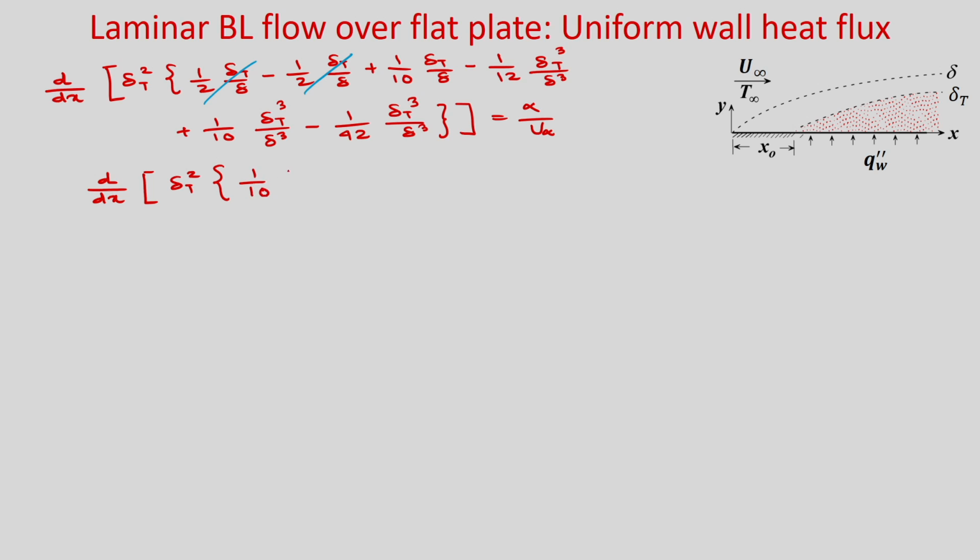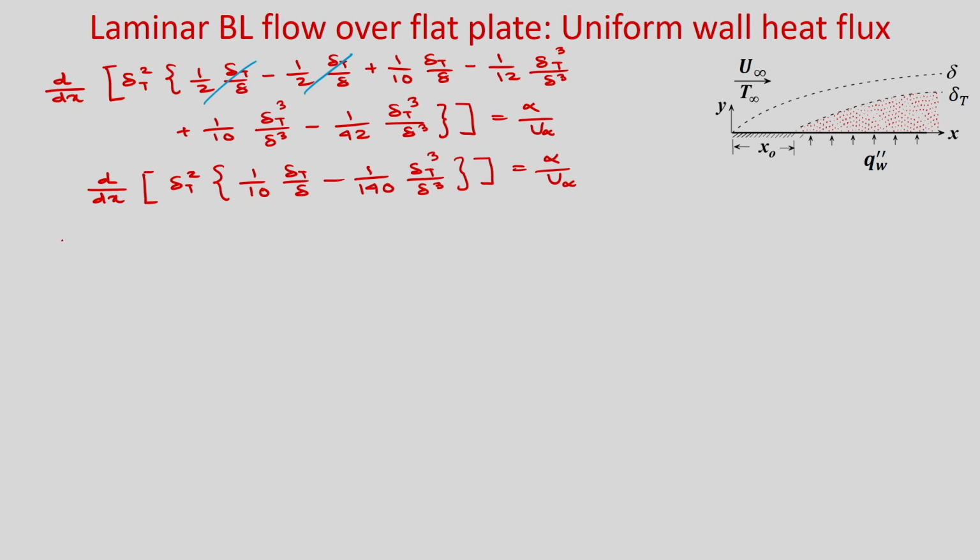So, 1 by 10 delta t by delta, and another term you will get as 1 by 140 delta t cube by delta cube is equal to alpha by u infinity. So, now we will assume that Prandtl number is greater than 1. If Prandtl number is greater than 1, then you know delta t will be less than delta, okay. And from this expression now we will neglect the second term in the left hand side.